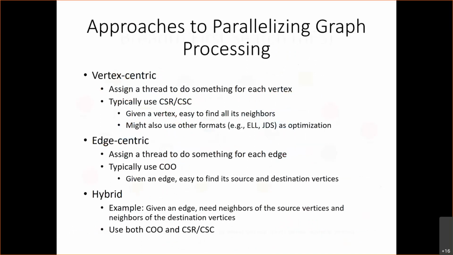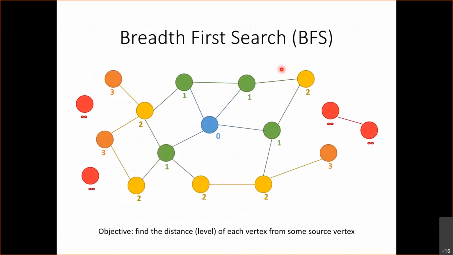The example that we looked at was breadth-first search, and the formulation we looked at was where we wanted to go through all of the vertices in the graph and label them based on their frontier number, which is basically their distance from some source vertex that we selected. And we looked at different implementations of BFS.